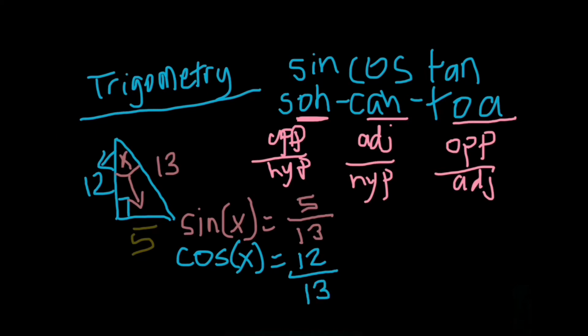And finally, the last one is tangent. So we have TOA, which is OA, so that's opposite over adjacent. Opposite of angle x is 5. So tangent of x is 5, and then the adjacent is 12. So there we have it. For this angle specifically, these are the ratios that will help us find these missing angles.